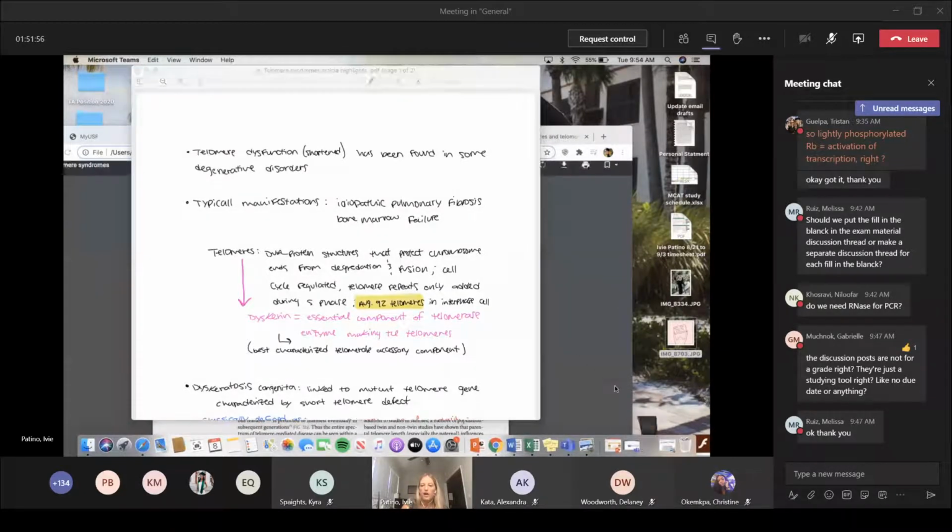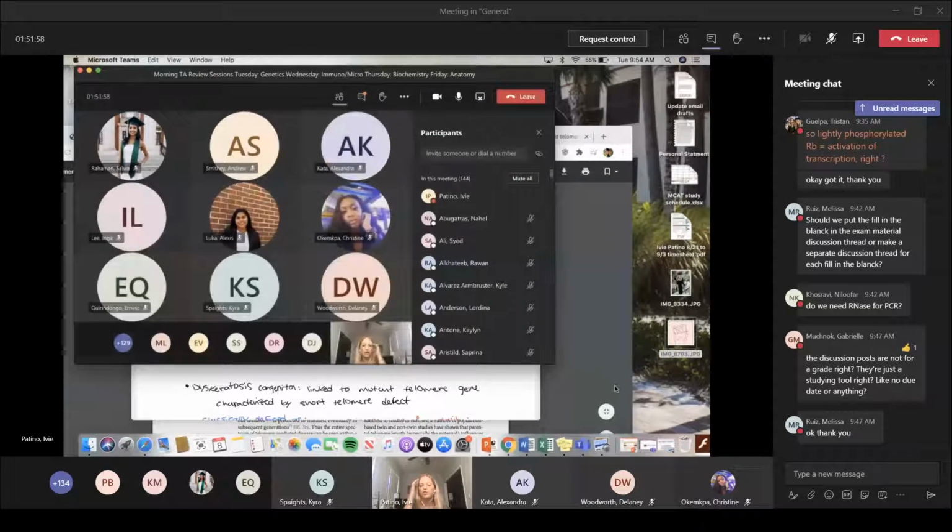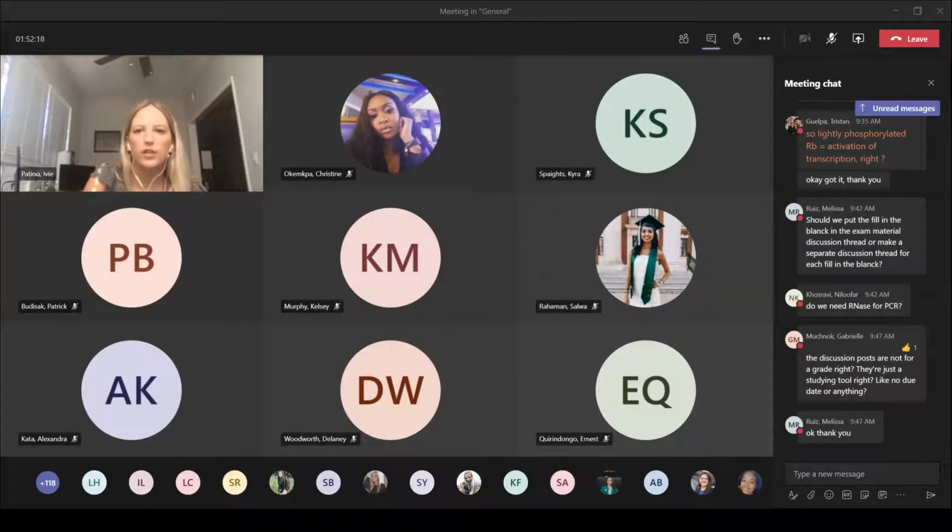Does anyone have questions on the highlighted reading? Okay, so if there are no questions, then I have some questions for you guys.